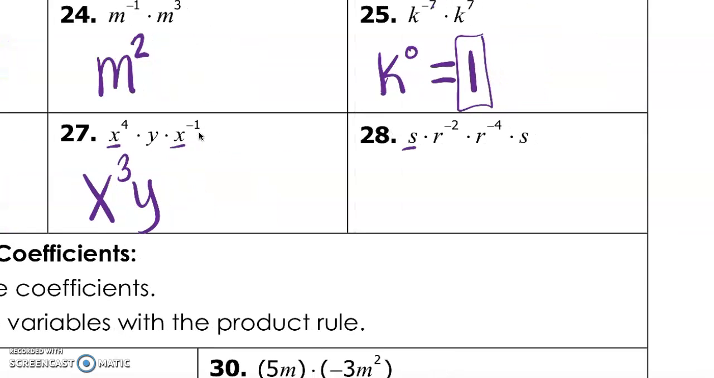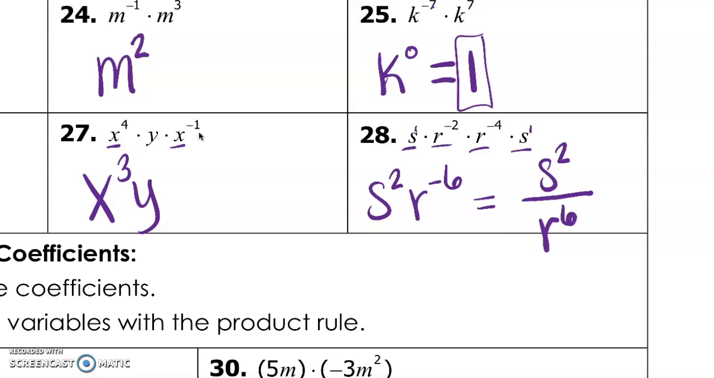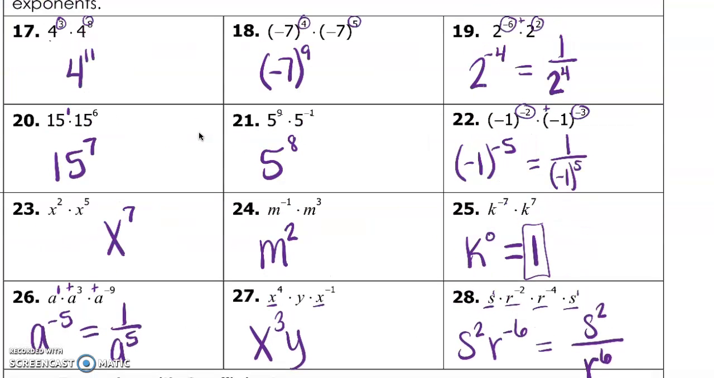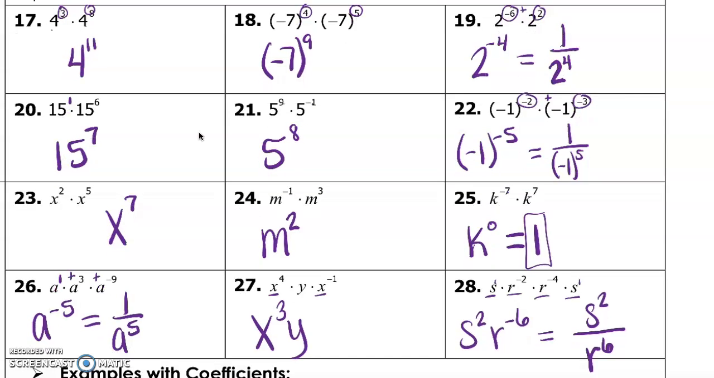28. We have s's that match. So s1 plus 1 is 2. And then r to the negative 6. So the s to the second stays on top because it's positive, and then r to the negative 6 goes to the bottom and becomes r to the positive 6. So that was all multiplication with either just numbers for our bases or just variables for our bases.